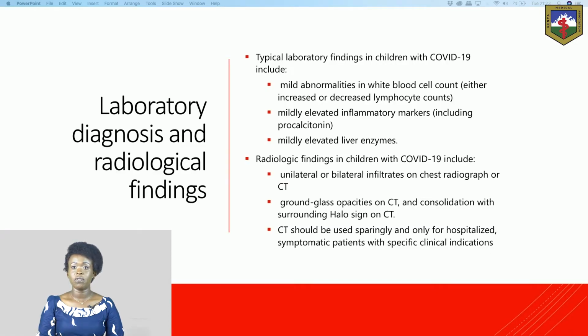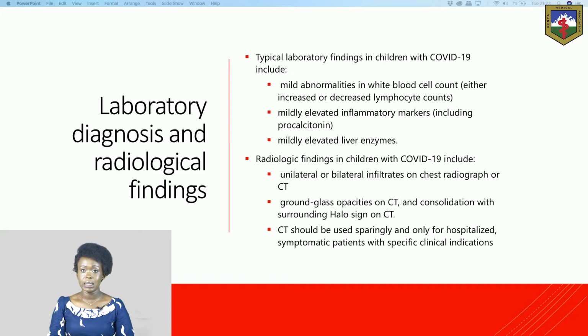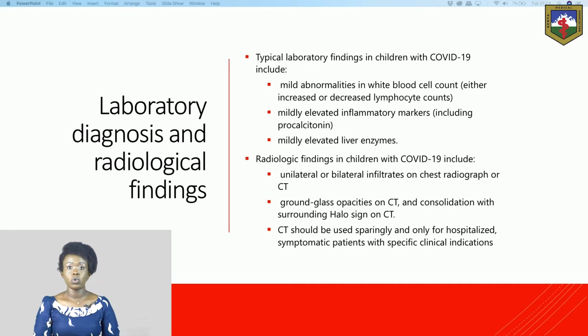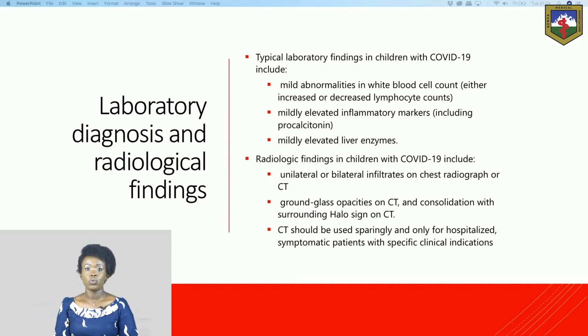Some of the radiological findings in children include unilateral or bilateral infiltrates on the chest X-ray, or sometimes you may find this on the CT. A typical presentation would be ground glass opacification on the CT. However, it is important to note that CT should be used sparingly and only for hospitalized patients with specific clinical indications. So for children, we would like to make sure that we don't unnecessarily expose them to radiation.